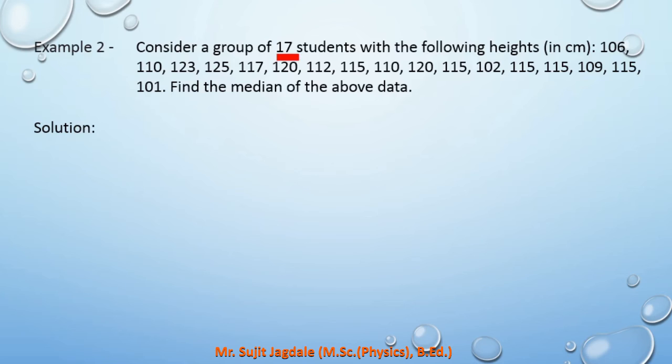So here we have to arrange it in increasing order or descending order. What are we going to use? Ascending order. So we have to start with the lowest value. Can you observe the lowest value in the given set? Which is it? 101. Correct. It is the lowest value in the given set of measurements. And can you identify which one is the highest height? 123 or 125? 125 is the last value. That means we have to start with 101 and end at 125.